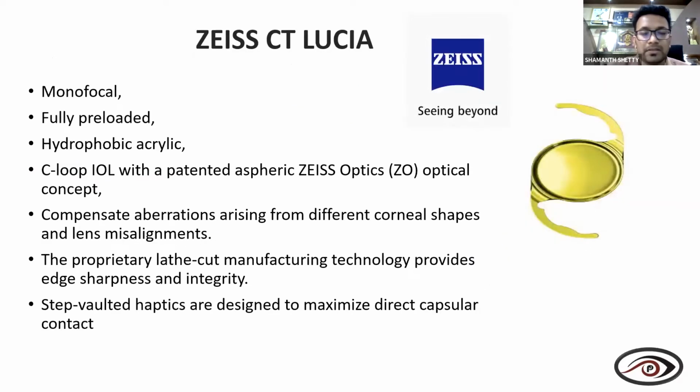Zeiss CT Lucia is a monofocal, fully preloaded hydrophobic acrylic. This property is made with lathe-cut manufacturing technology, which gives you edge sharpness. Since it has a C-loop, it also has a Zeiss optical patented concept, which decreases the capsular and IOL contact, so basically PCO is less.